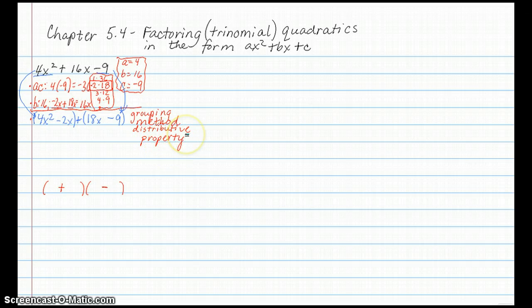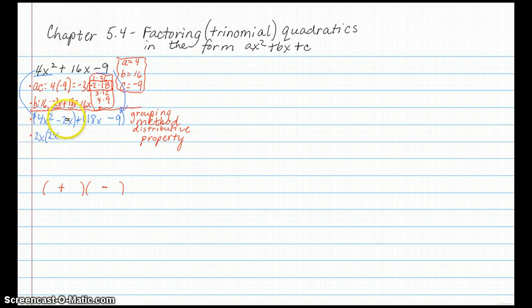And the distributive property is like the opposite of division. Or you could say I'm dividing out. Which numbers and or variables do 4x squared and 2x have in common? Well, they have a 2 and an x in common. So you're going to factor out 2x. And then you say to yourself, 2x times what gives me 4x squared? Well, that would be 2x.